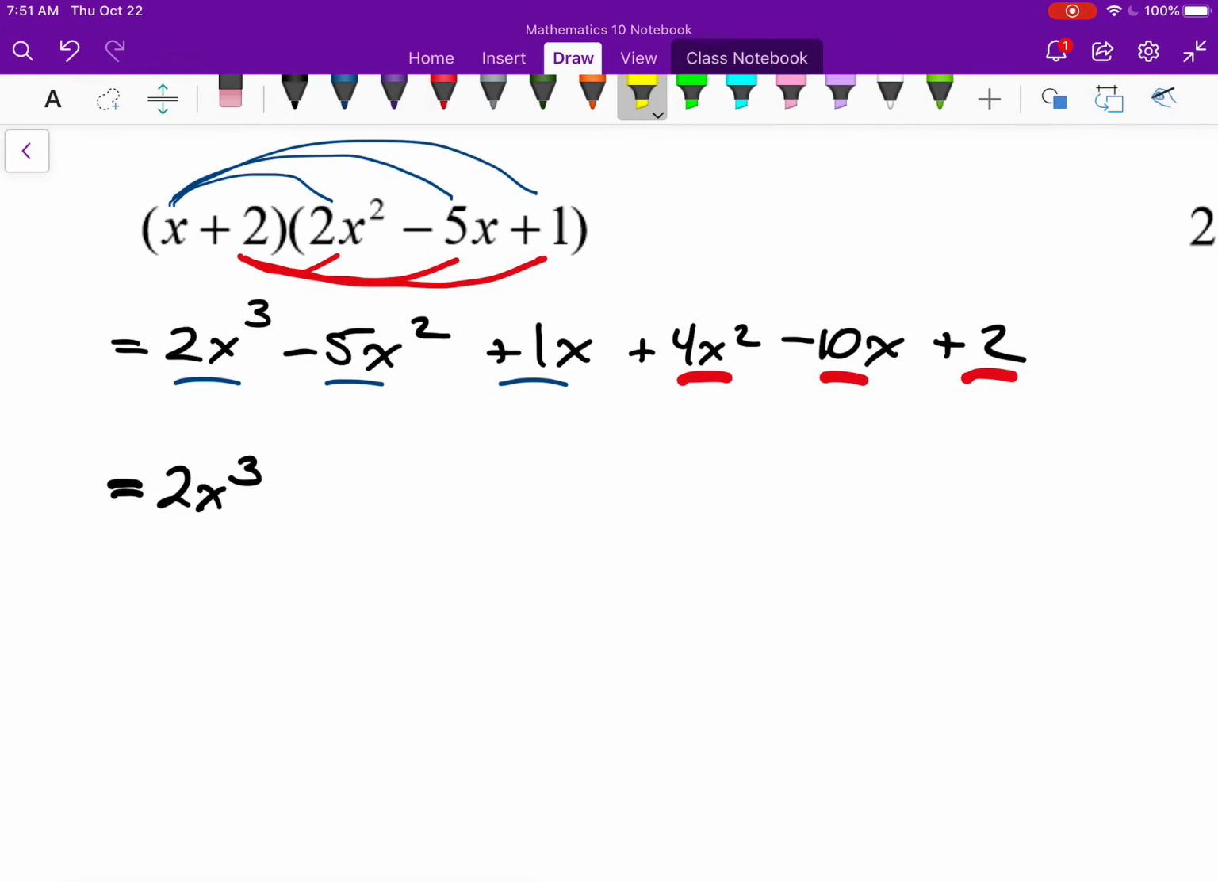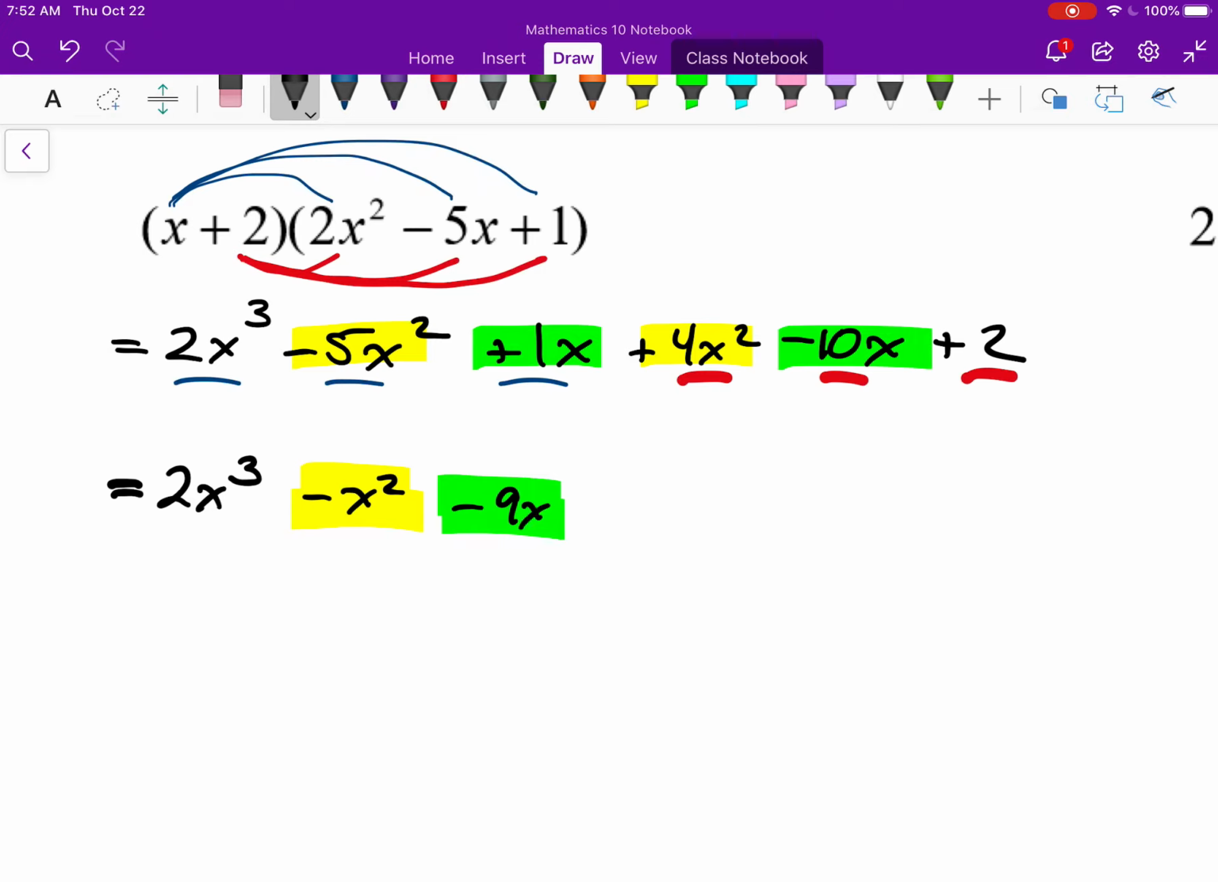If I look at the x squareds, I have an x squared here and an x squared here. So minus 5x squared plus 4x squared is minus 1x squared, or just minus x squared. And then I also have like terms here. Plus 1x minus 10x. Well, plus 1 minus 10 is negative 9. So it's going to be negative 9x. And then that positive 2, that constant at the end, doesn't have a like term.